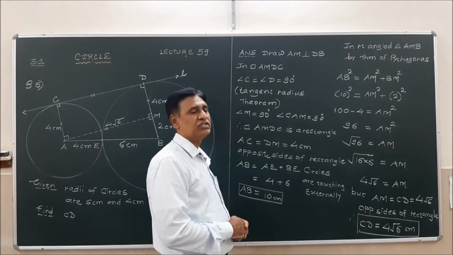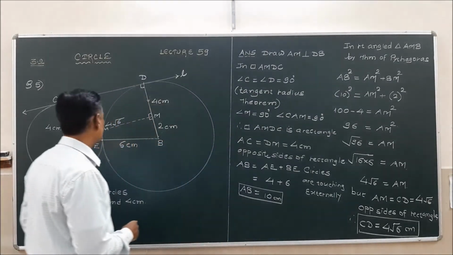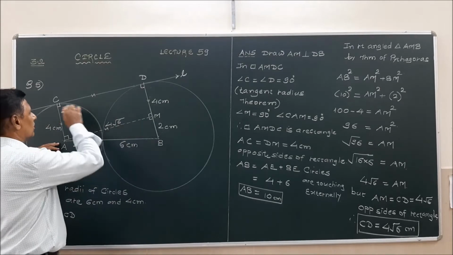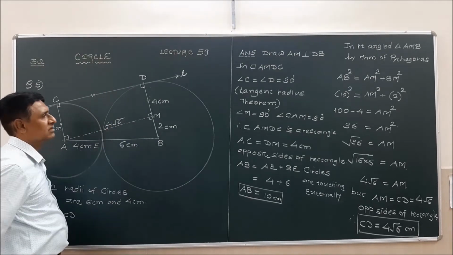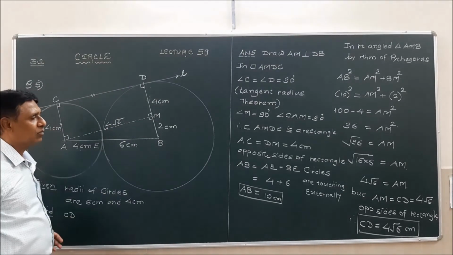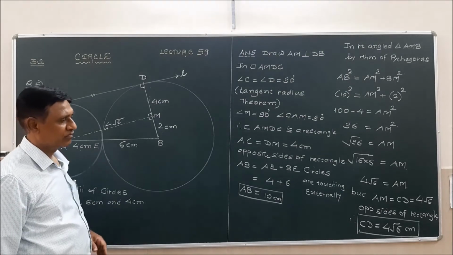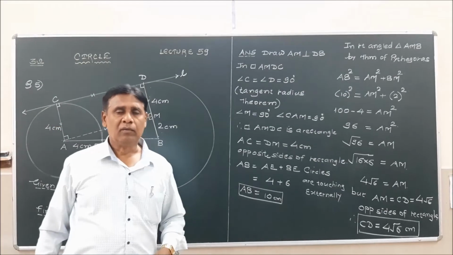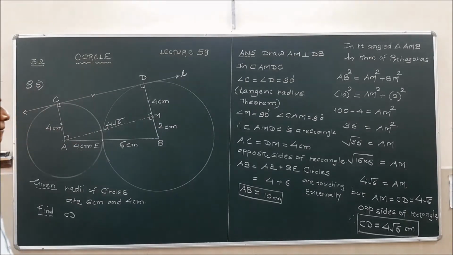But AM is equal to CD. That is very important. AM is equal to CD, these are opposite sides of a rectangle. And this is how we will get CD as 4 root 6. Many times this sum is asked in the examination. So please try to understand this sum carefully, because weightage is also 4 marks for this sum. From examination point of view, this is very, very important.